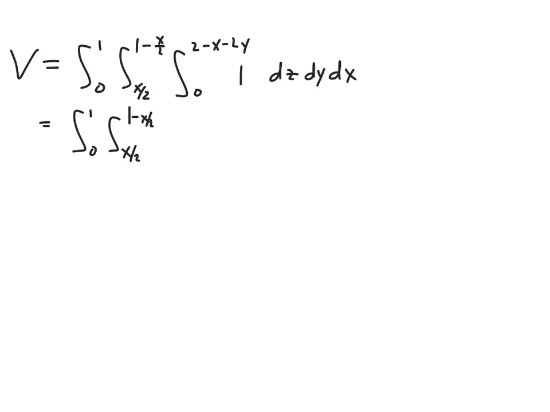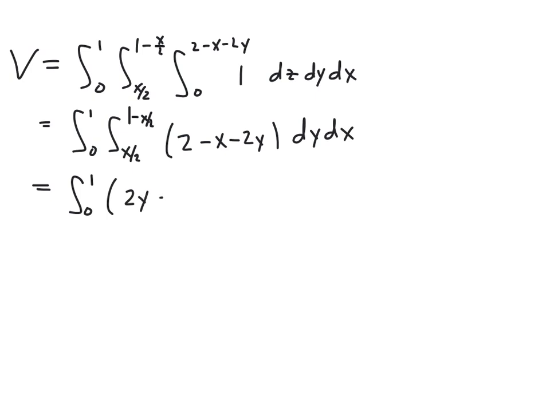All right, so integrating with respect to z, we just get the variable z, we evaluate at the endpoints, and so we get the function 2 minus x minus 2y. This one always comes for free. And now we have to integrate in terms of y. And so we have an antiderivative of 2y minus xy minus y squared. And this is going to be evaluated from x over 2 to 1 minus x over 2.